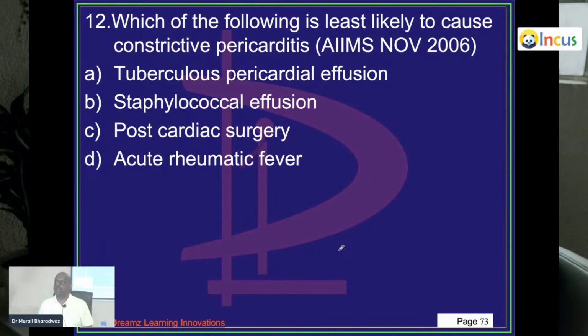Now, doctor, which is least likely to lead to constrictive pericarditis? Rheumatic fever is a fibrinous pericarditis but never leads to constrictive pericarditis. What is the most common cause for the constrictive pericarditis?